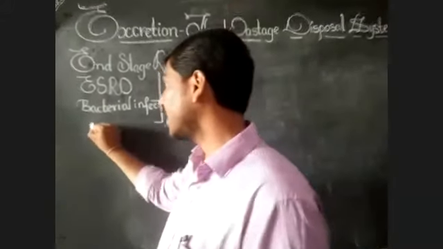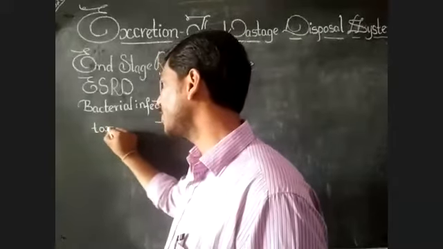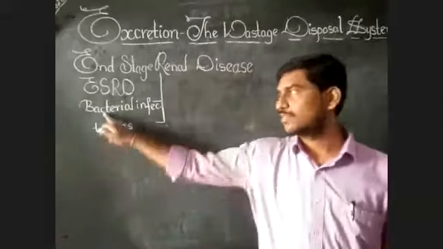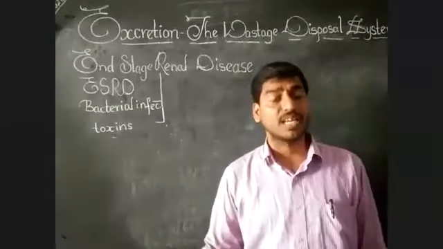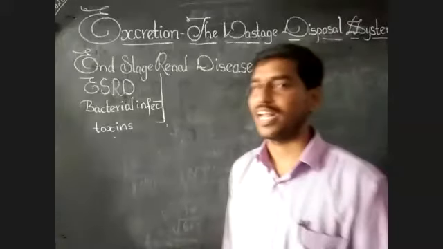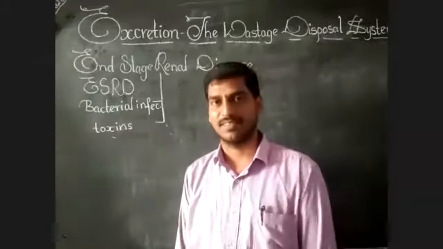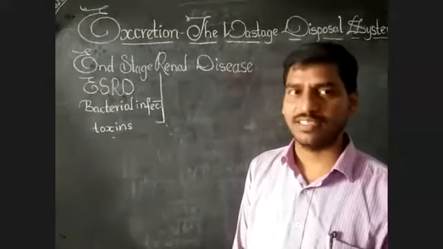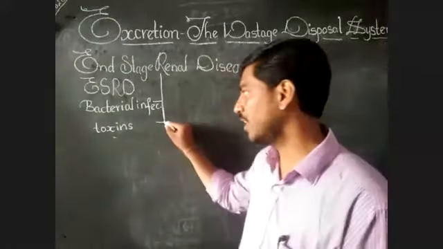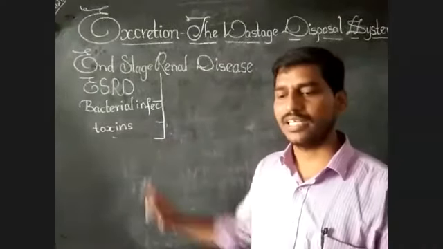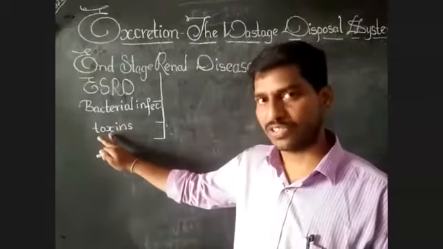The second one is accumulation of toxins. These bacteria, virus, fungus, or any other agent may produce some metabolites which are nothing but toxins. So they are poisonous. Because of these toxins, our kidneys may be affected. Effect of toxins is the second.